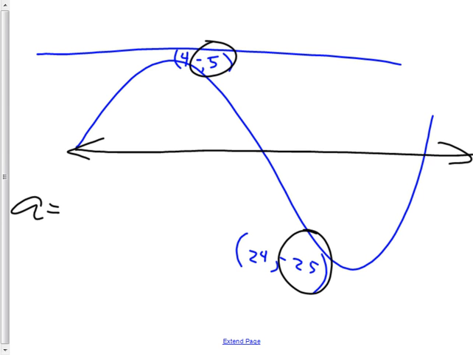20? Because from here is 5 and here is 25, so the total distance is 20. And so what's the amplitude? 10. Get that?